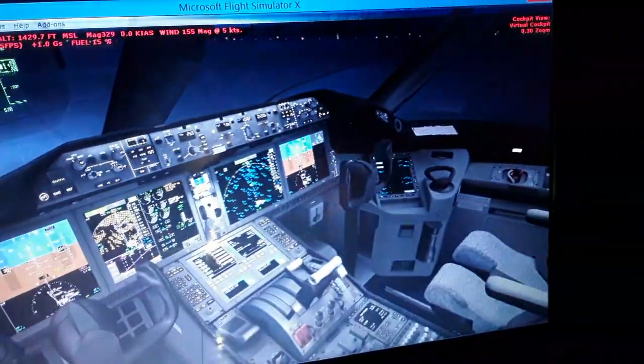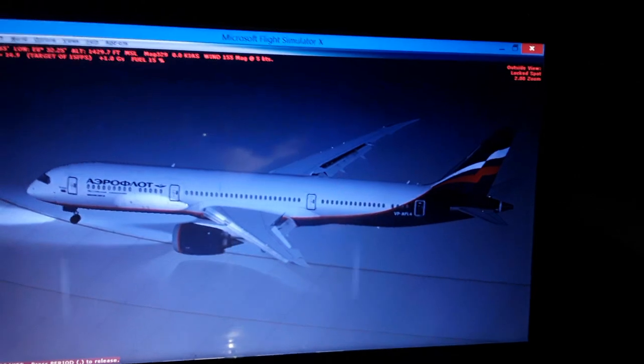Last thing to do, flaps for takeoff. So we take the clearance for this runway. So I'm taking the clearance for this flight. Thank you very much for watching.